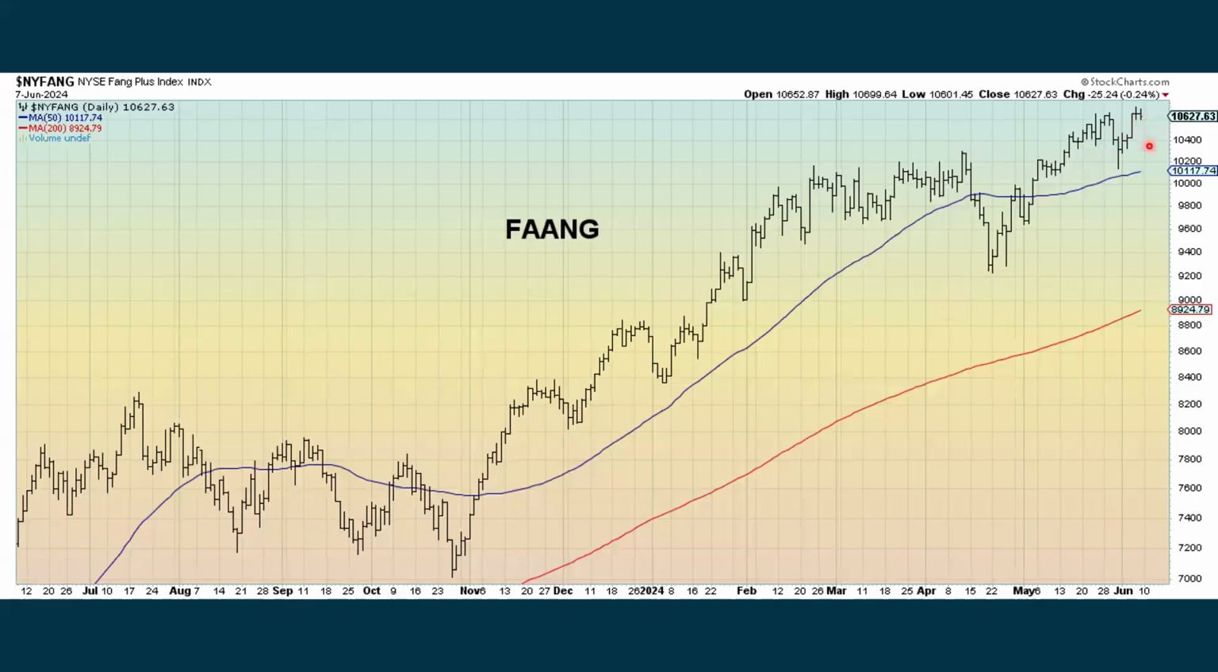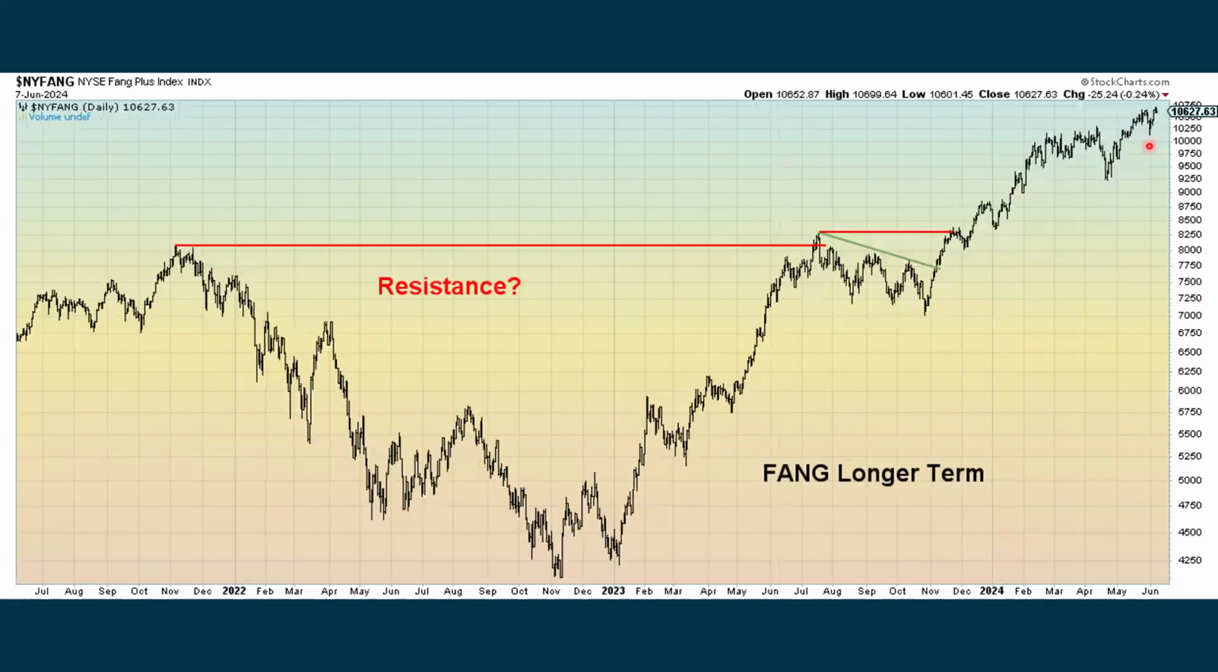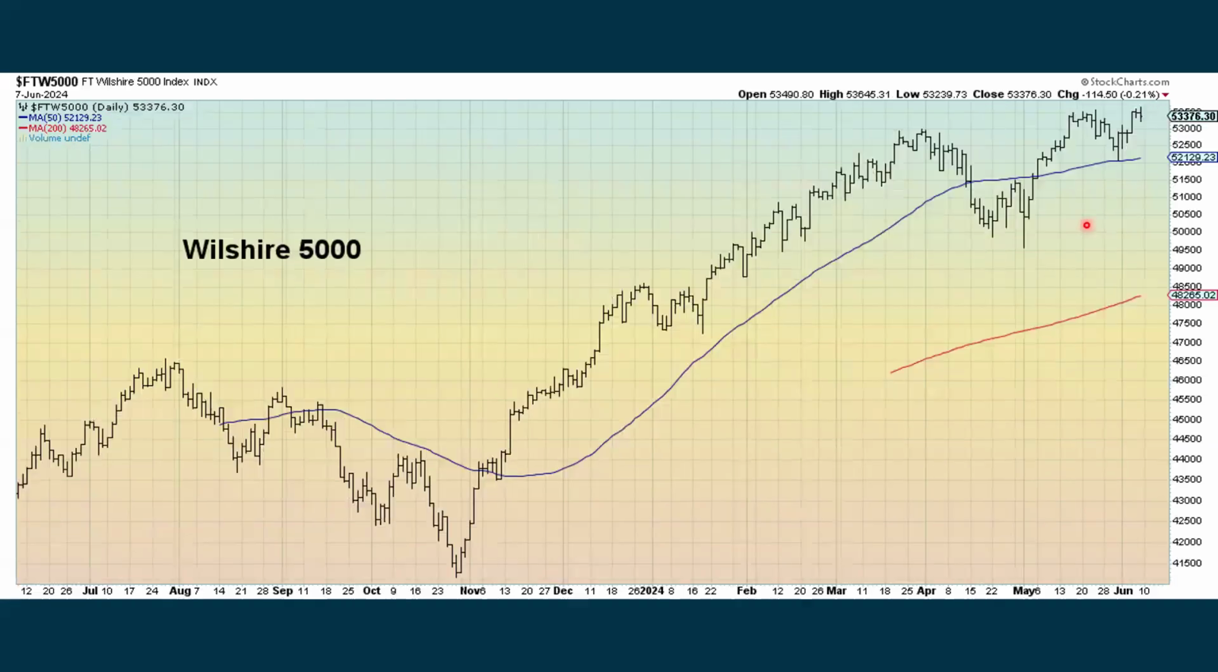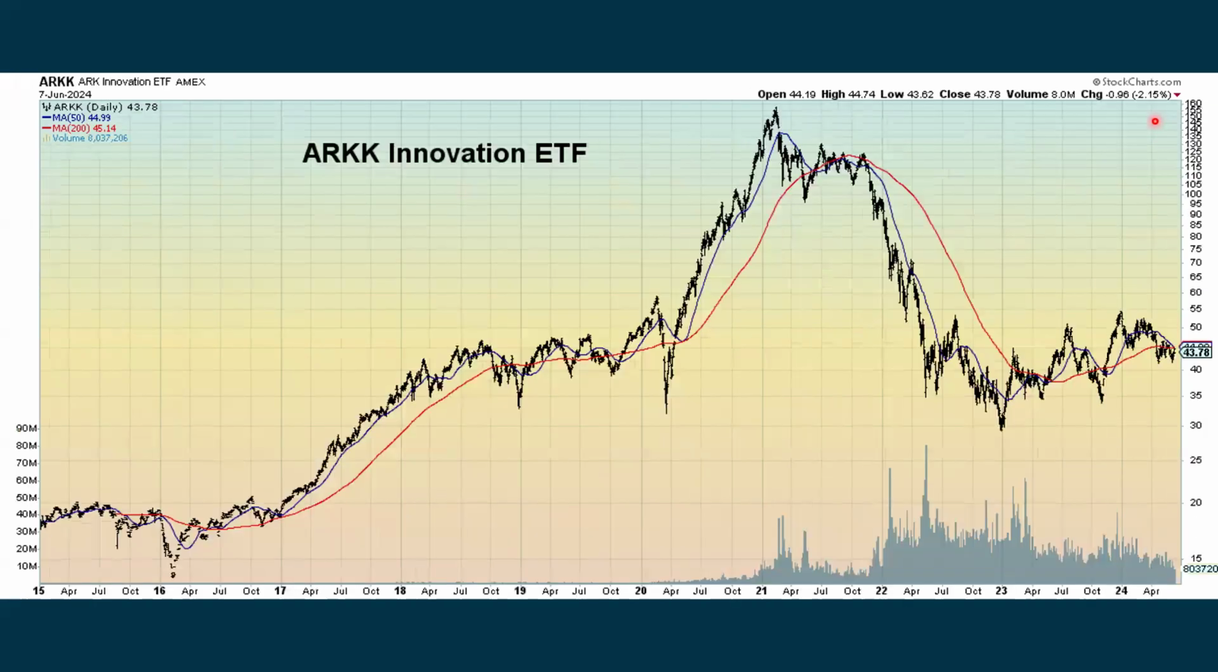The FANG index is coming off of setting recent all-time highs. This is just a chart that I have here in case we really start to fall. I'll be trying to pick out different support levels. The Wilshire 5000, a broad market measure, when we were going down in May, we came all the way down to the 50-day moving average, and then we were able to bounce up off of that.